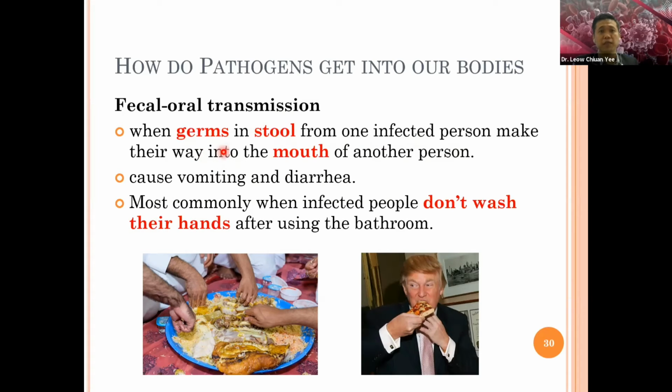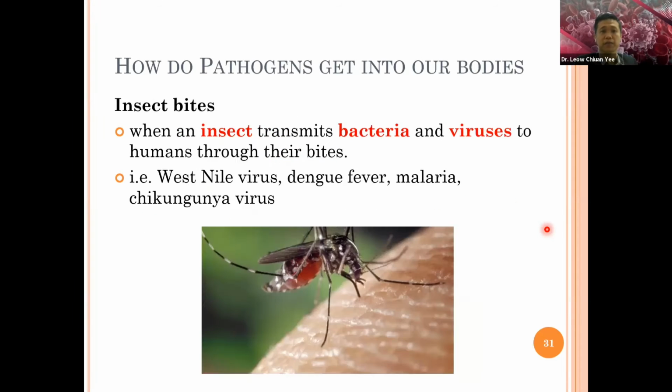For example, germs can be introduced when someone, maybe without touching the stools, never cleans their hands properly. They touch somebody else's contaminated stuff, and then introduce it to you by eating something with their hands in their mouth, all right? So they cause vomiting and diarrhea. This commonly happens when somebody doesn't wash their hands properly before using a bathroom, or never washes their hands properly when preparing food for others, all right?